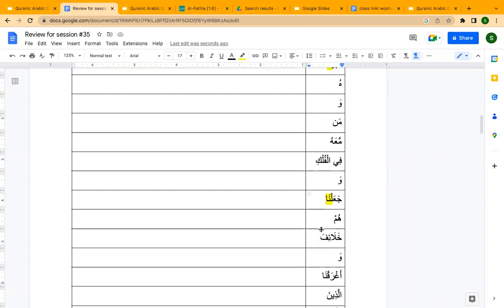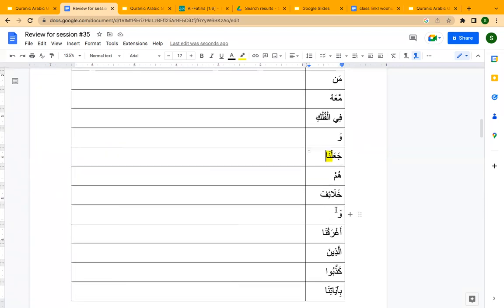Khala'if. What do you think about this? We made them successors. It's a broken plural, yes, but what will you label it? It's also going to be your maf'ul bihi. Very well done. Remember, ja'ala takes two maf'uls. So hum is going to be maf'ul bihi 1, and khala'if is going to be maf'ul bihi 2. It is among those af'al that can take two maf'uls, so keep that in mind. Waw comes again. Again, you are going to keep it as harf atf.